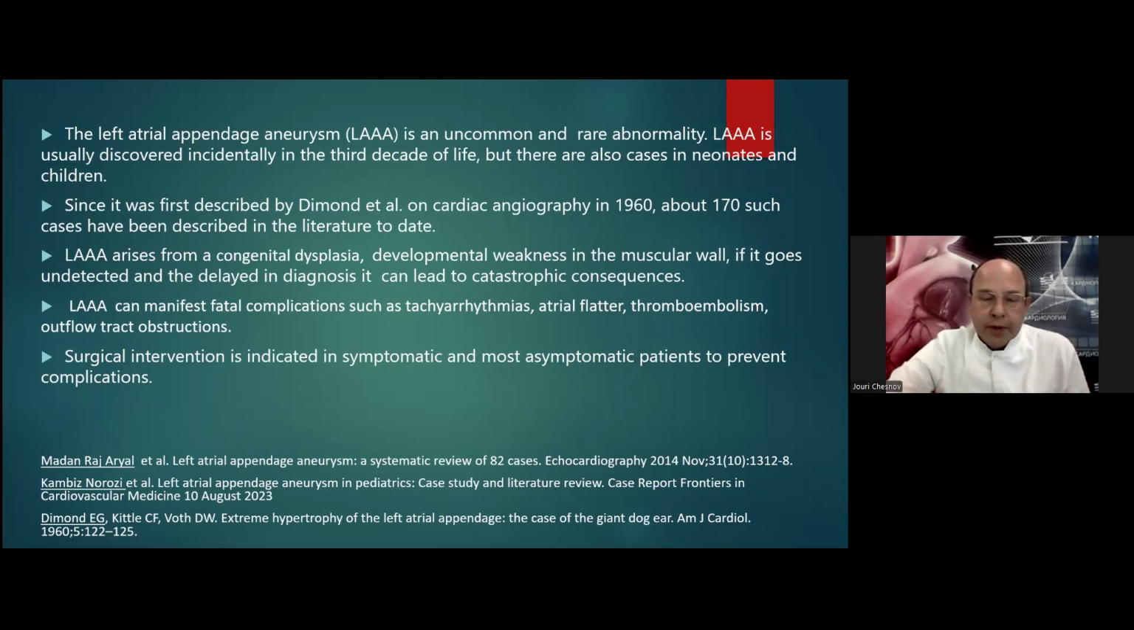the literature to date. LAA arises from congenital dysplasia, developmental weakness of the muscular wall. If it goes undetected and diagnosis is delayed, it can lead to catastrophic consequences. LAA can manifest fatal complications such as tachyarrhythmias, atrial flutter, thromboembolism, outflow tract obstructions. Surgical intervention is indicated in symptomatic and most asymptomatic patients to prevent complications.